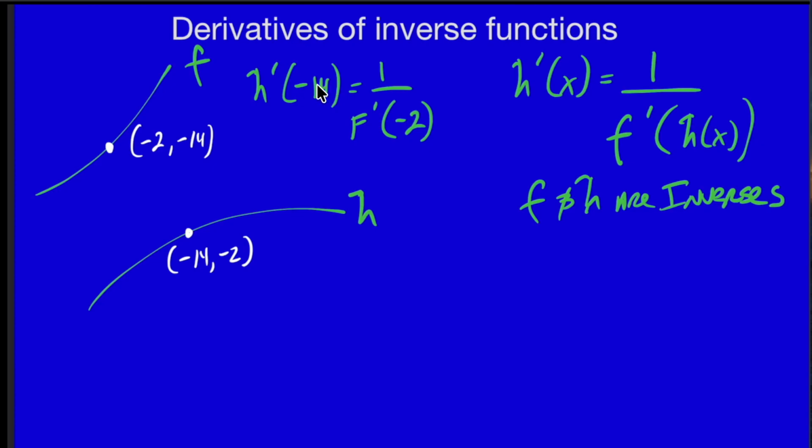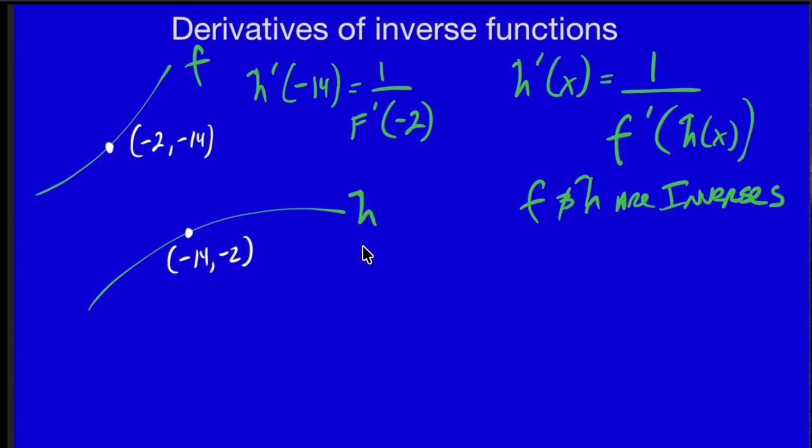Now recall, that negative 14 refers to the input value, the x value on the h graph, on the inverse graph. Now, we don't have the equation of the h graph. If we did, we would just plug in negative 14 into the derivative of that function, but we don't have that. So what did we do? We recognized that the slope here on the inverse function and the slope here on the original f function are going to be reciprocals if indeed these are inverse functions.